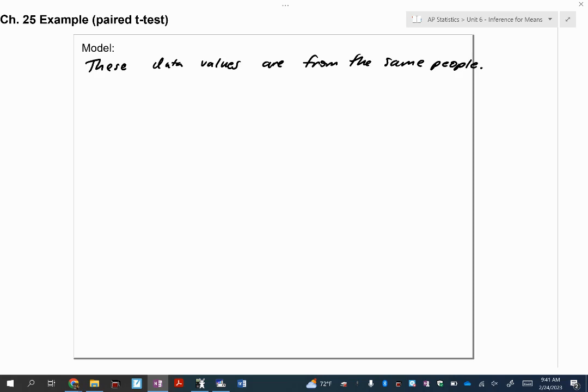Okay, now we can do independence. Who wants to give us the independence statement? Okay, Thomas? One person's heart rate won't impact another. Excellent.